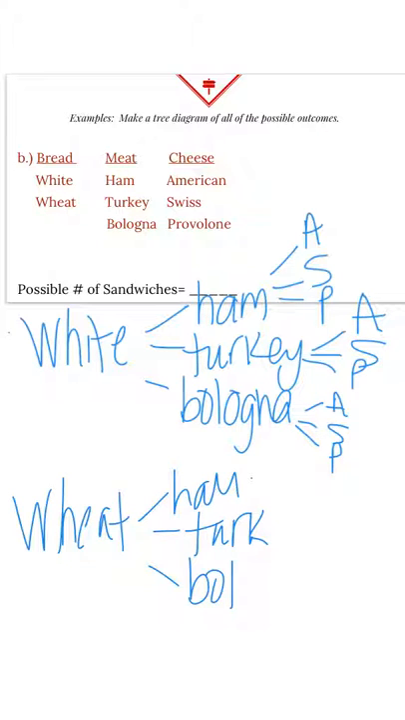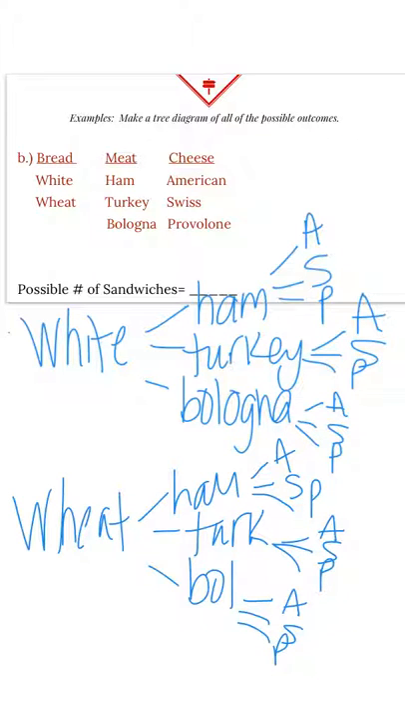It could be wheat with ham and American, or ham and Swiss, or ham and provolone. Or it could be wheat with turkey and American, turkey and Swiss, or turkey and provolone. Or it could be wheat with bologna and American, bologna and Swiss, or bologna and provolone.